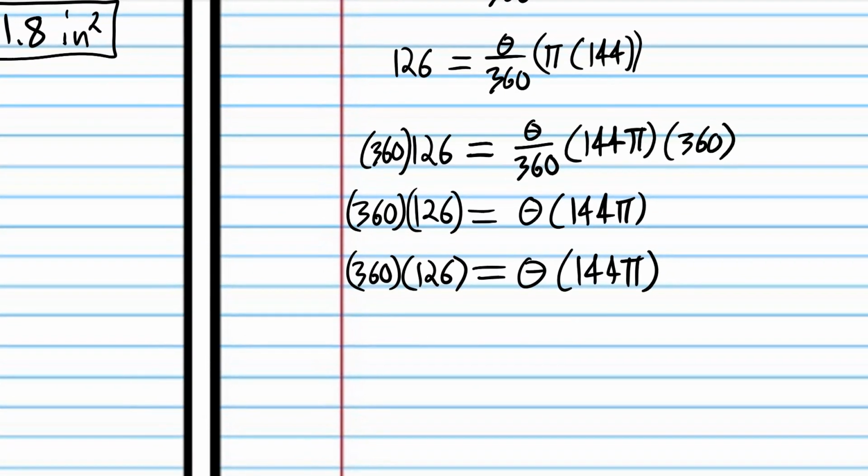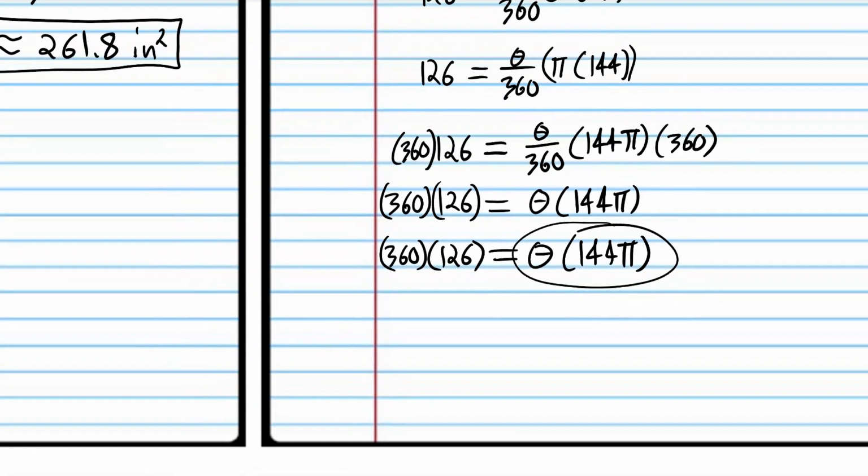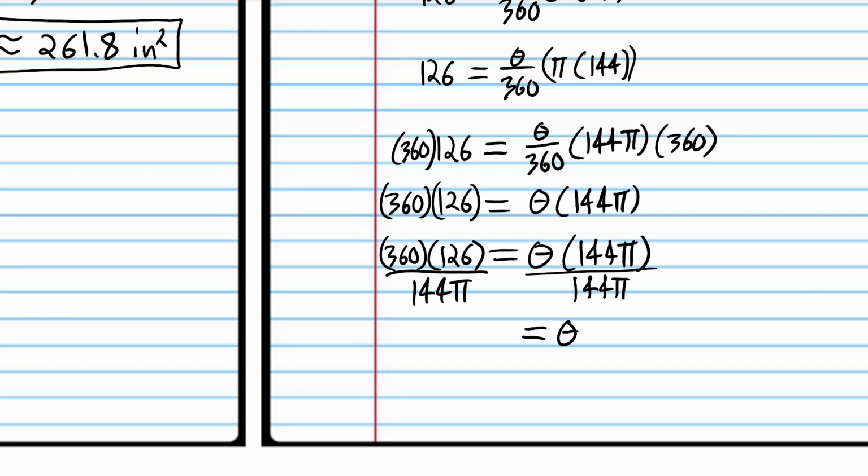So now we have 144 pi times theta. We're trying to get theta by itself. I probably should have mentioned that earlier, but you should know that by now. If you have an equation with a variable, you're just trying to get the variable by itself. You're trying to isolate the variable. So because this is multiplication, we're going to divide both sides by 144 pi to get rid of that 144 pi. So now we have theta is equal to 360 times 126 divided by 144 pi.